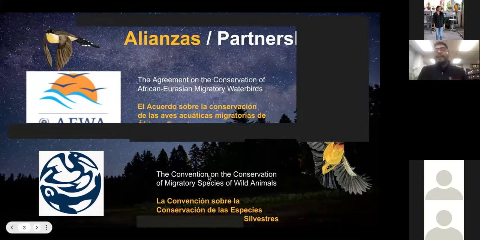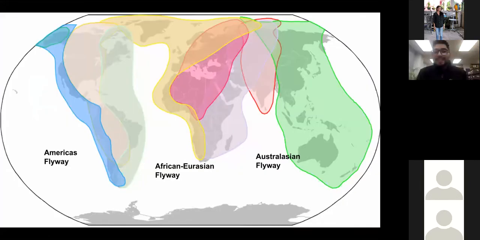The World Migratory Bird Day celebrates the beautiful phenomenon of migration throughout the world. We acknowledge that there are three main flyways that the migratory birds use, and they try to find the best places to survive throughout the seasons. We have the Americas Flyway, the African-Eurasian Flyway, and the Australasian Flyway.